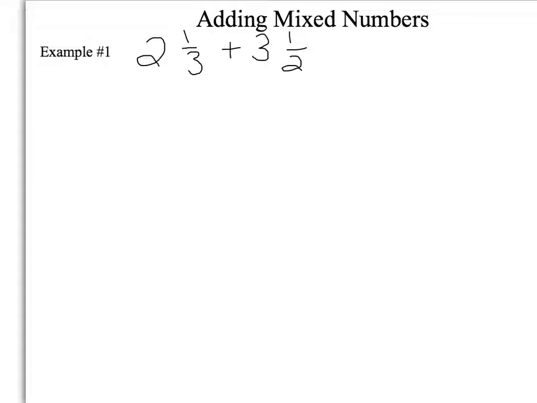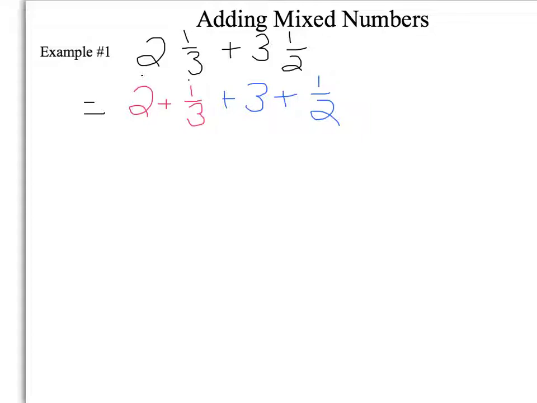Now to do this, I'm going to rewrite it in a different way. If you think about 2 1/3, 2 1/3 really can be written as, I'm going to change my color, 2 plus 1/3. And the same with 3 1/2. 3 1/2 can be written as 3 plus 1/2.